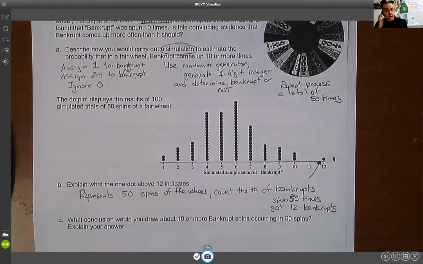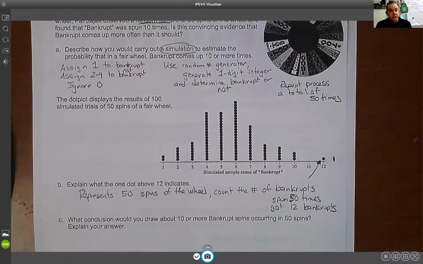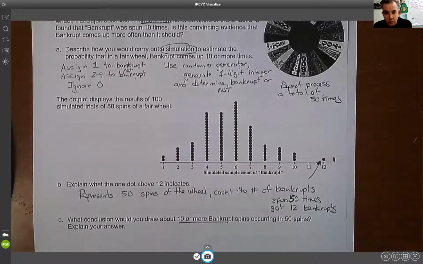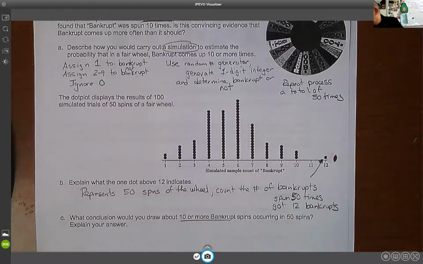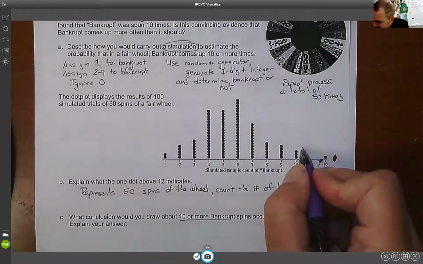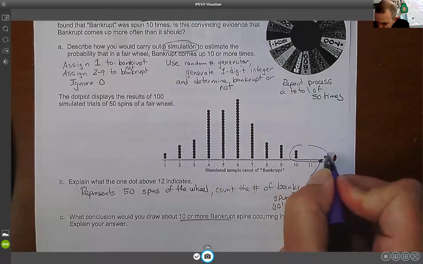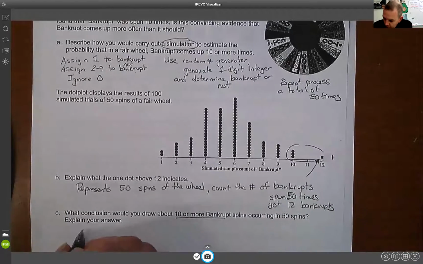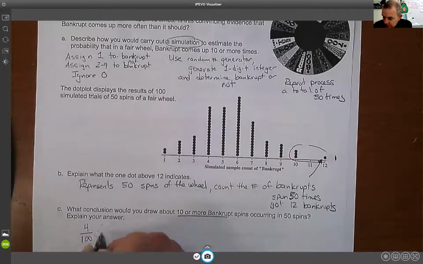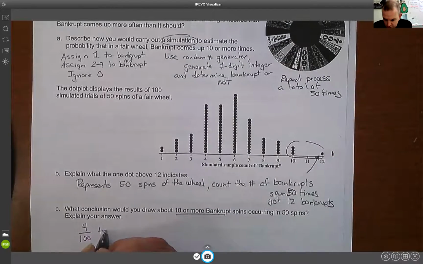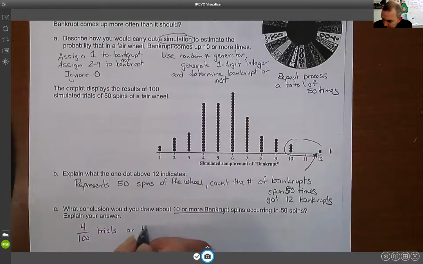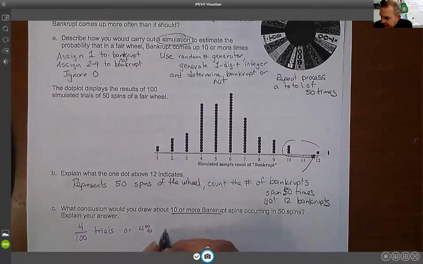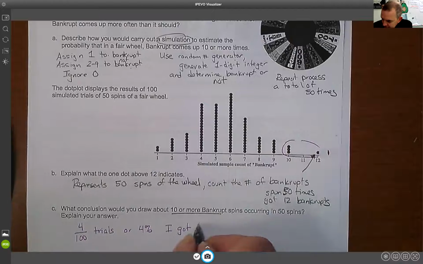So in this case, now we can answer the question: is there an issue with the wheel? If bankrupt comes up 10 out of 50, would that be too much? Because again, do you think 10 or more would be too much? Well, let's take a look and see in my simulation how many times that happened. Right there, that says 4%. So that's saying 4 out of 100 of these trials, or 4% of the time, I got 10 or more bankrupt.